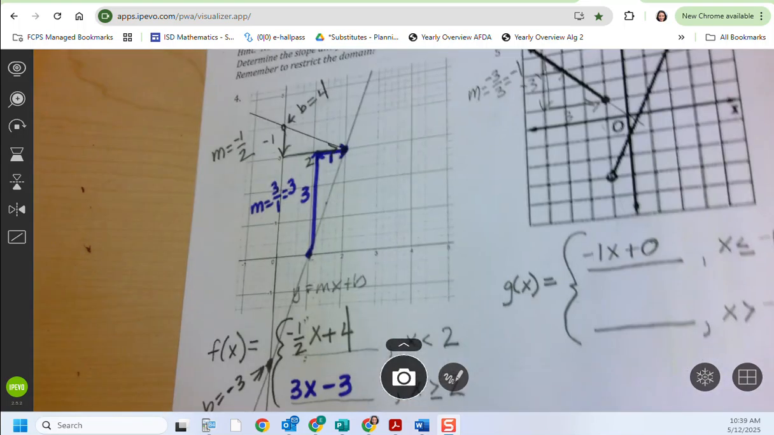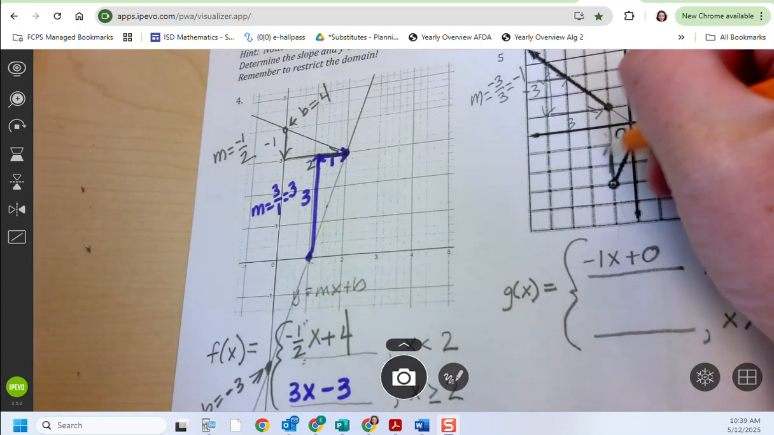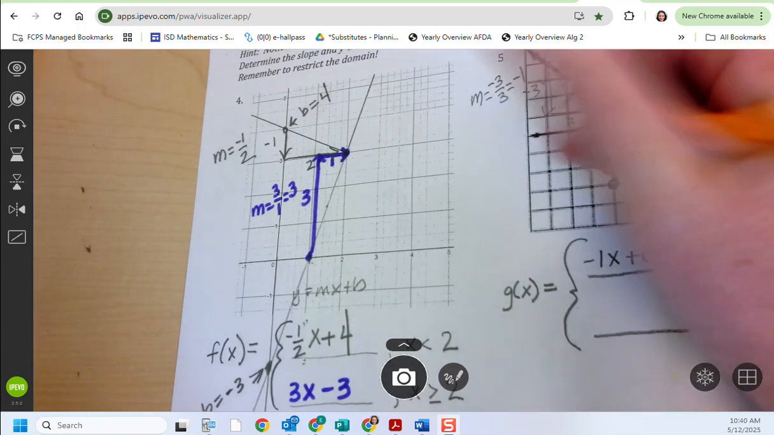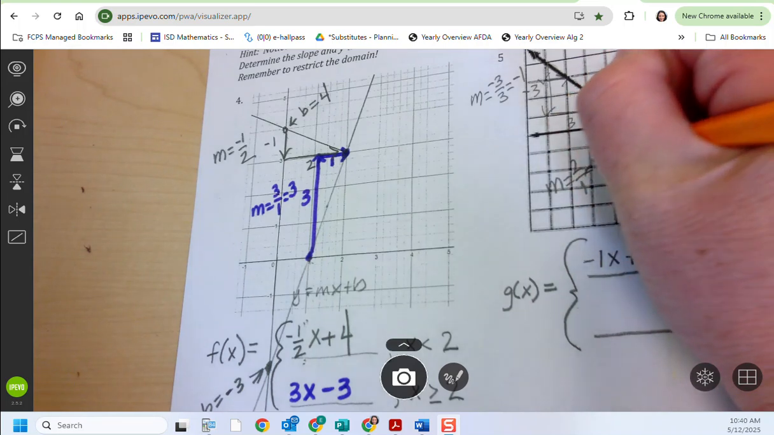All right, second one. The slope is up 2 and right 1. 2 over 1 equals what number? 2.